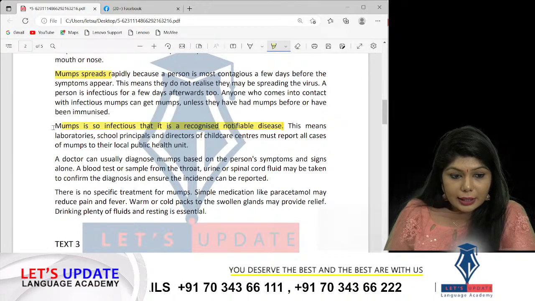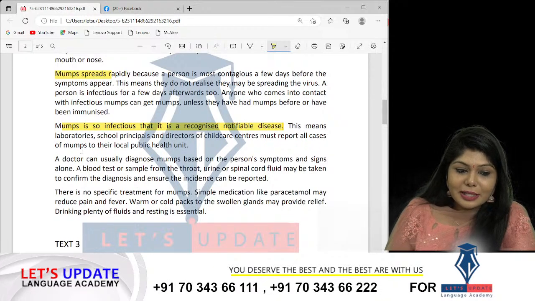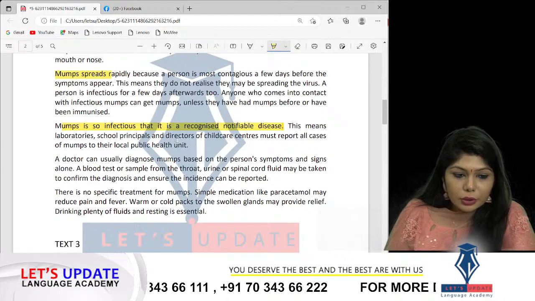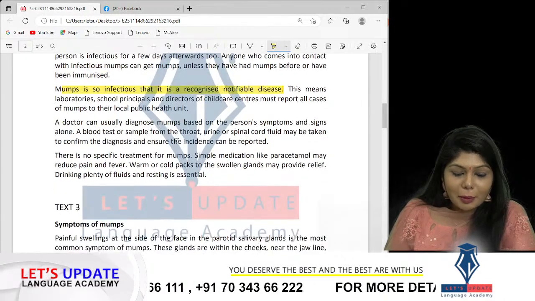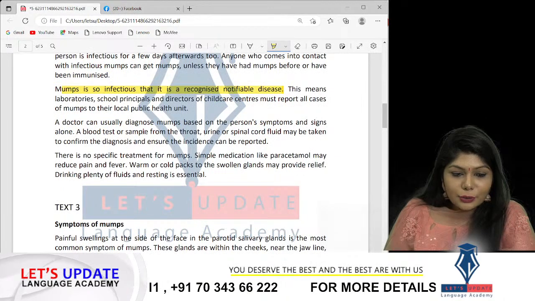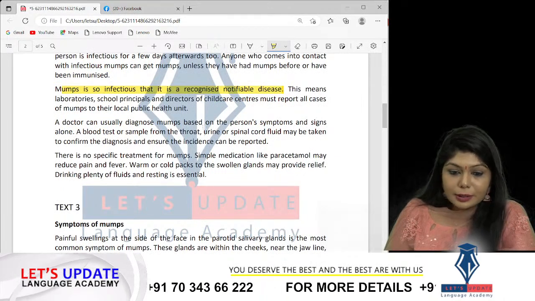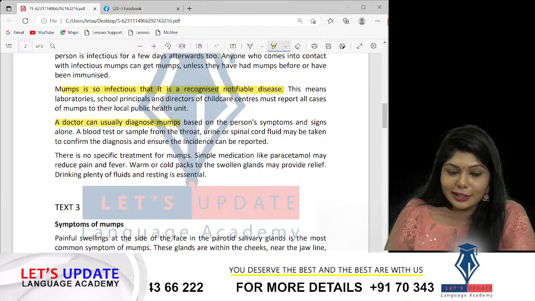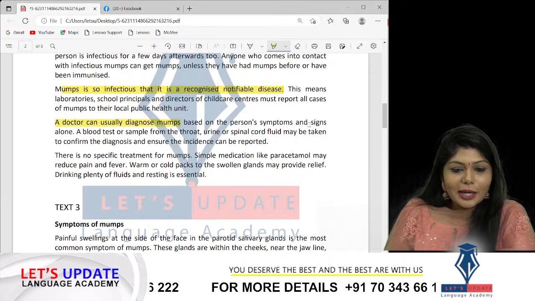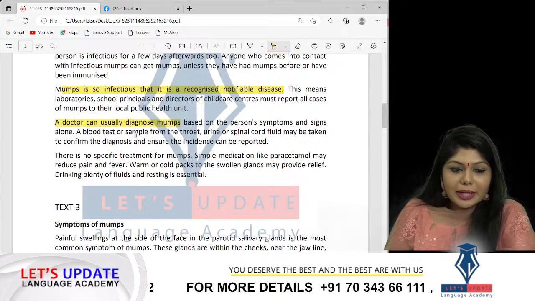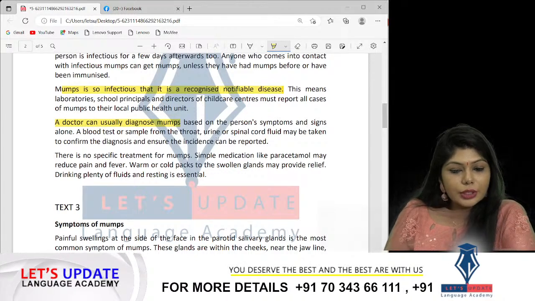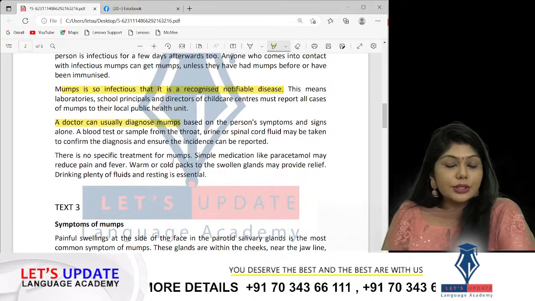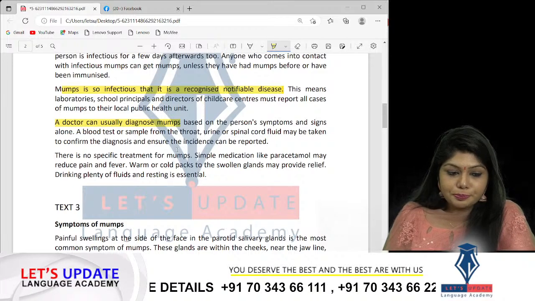Now, the next paragraph says mumps is so infectious that it is a recognized, notifiable disease. I'll highlight that information too. This means laboratories, school principals, and directors of childcare centers must report all cases of mumps to their local public health unit. A doctor can usually diagnose mumps based on the person's symptoms. So, how do you diagnose mumps? That is the information that I'm going to highlight. Symptoms and signs alone, or a blood test or sample from the throat, urine, or spinal cord fluid may be taken to confirm the diagnosis and ensure the incidence can be reported.